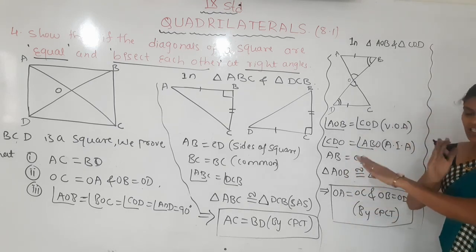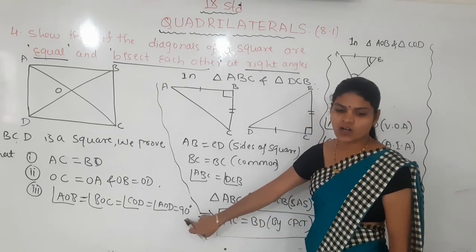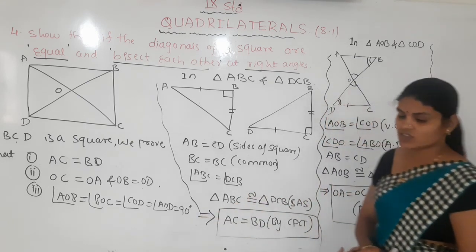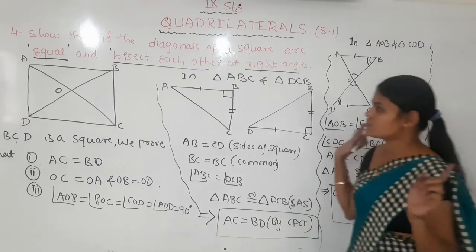Diagonals bisect each other at right angles. At what? Right angles. So what to do for that? First, what we do now is not the proof yet. Just observe in this.